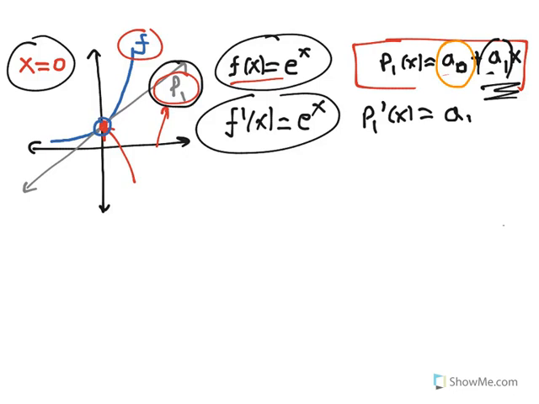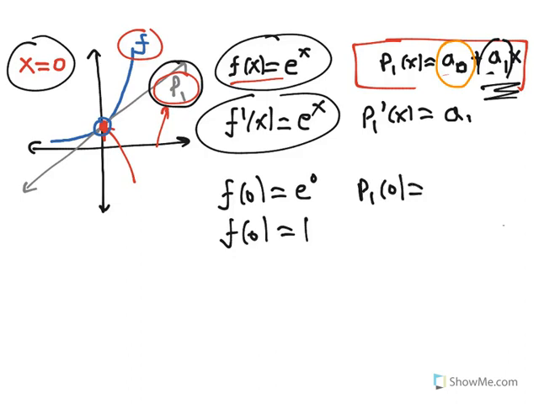So the two graphs must have a common point. So we'll have f of 0 is equal to e to the 0, and e to the 0 is 1. So we have f of 0 is equal to 1. And we will have p sub 1 of 0. P sub 1 of 0 would be, substitute 0 for x, and you'll have a naught plus a sub 1 times 0, which is 0. So what we have is p sub 1 of 0 is equal to a naught, and f of 0 is equal to 1.